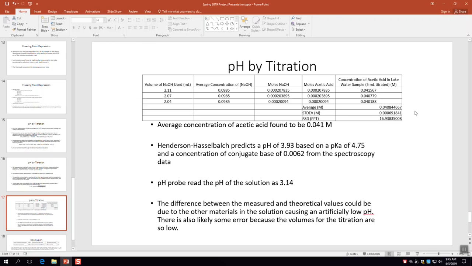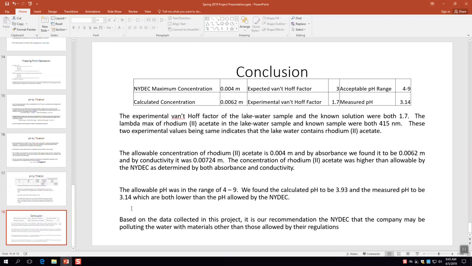All right, now I'm going to turn it over to Tim, who's going to talk about the conclusion. So, in conclusion, I have listed here the given NYDEC maximum concentration, the expected van 't Hoff factor, and the acceptable pH range, again given by the NYDEC, and I have them compared to our calculated concentration, our experimental van 't Hoff factor, and our measured pH.